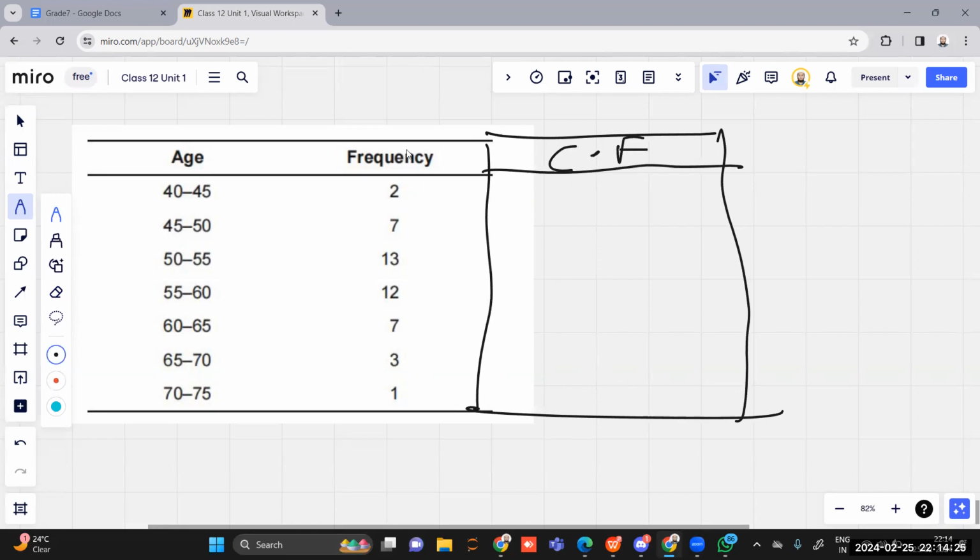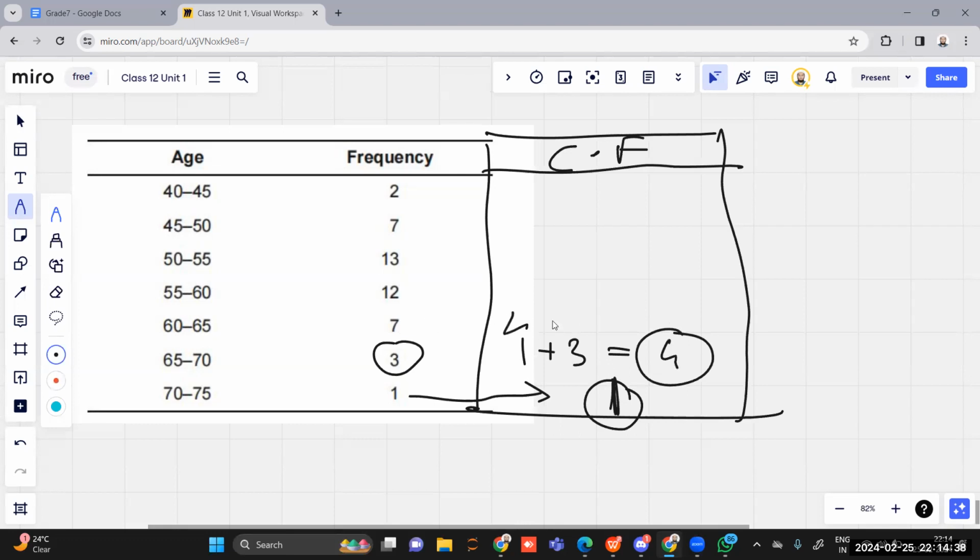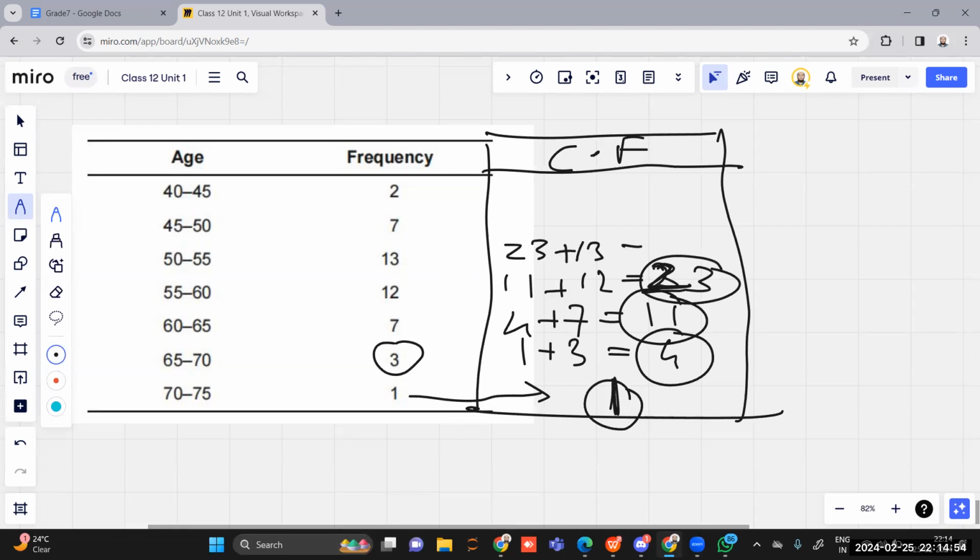Cumulative frequency. I started from upside. Now we have to write the first observation as it is here also. Then we need to add this one and the upper one. So 1 plus 3, it will be 4. Then 4 plus 7, it will be 11. Then 11 plus 12, it will be 23. Then 23 plus 13, it will be 36. 36 plus 7, it will be 43. And 43 plus 2, it will be 45.